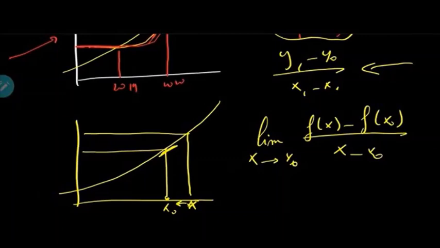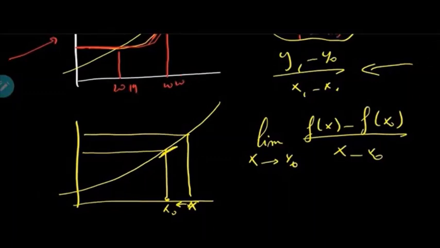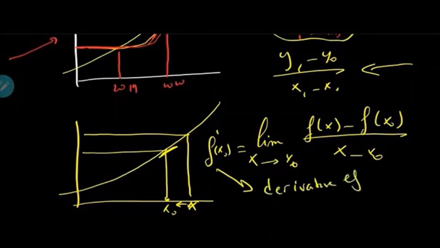Having this rate of change at each point will allow us to know the behavior of the function at each point, so we will no longer have the problem of two points and not knowing what is happening between the two points. So this ratio will be called f prime at x0, and it will be what we call the derivative of f at the point x0.